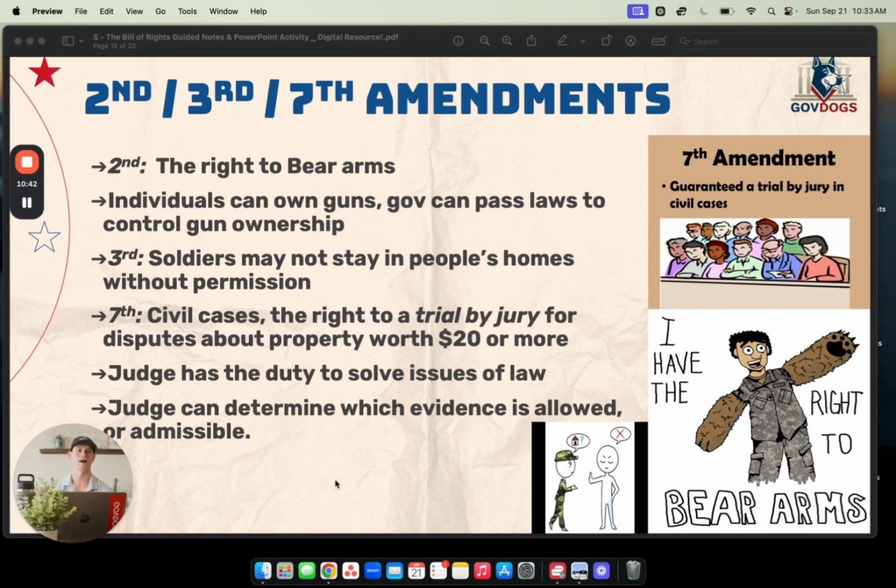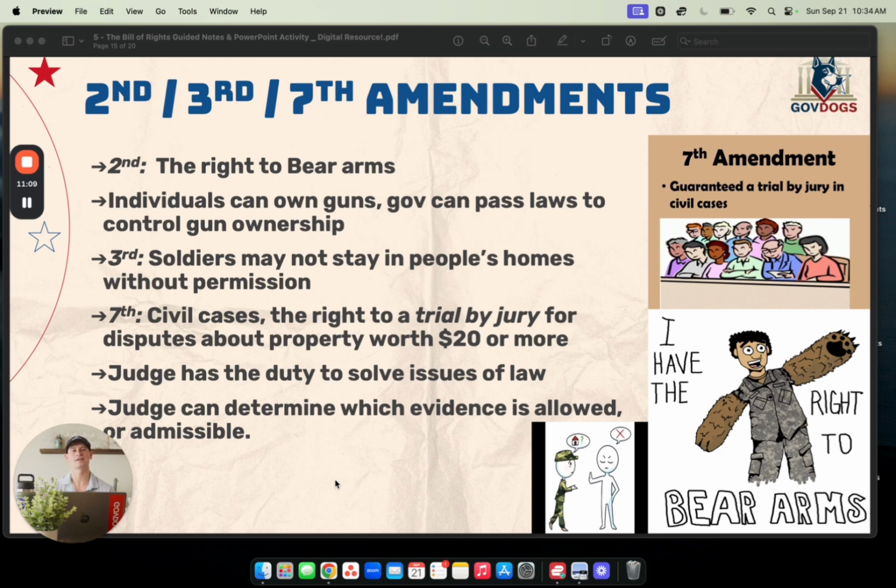The third, which is my favorite in a way because I think it's so funny: soldiers may not stay in people's homes without permission. The third most important thing that the framers thought about was not allowing soldiers to stay in their house. This was very popular during the Revolutionary War, so it was obviously still on the minds of the framers of the Constitution. And they said, listen, soldiers are not allowed to stay in your house without your permission.